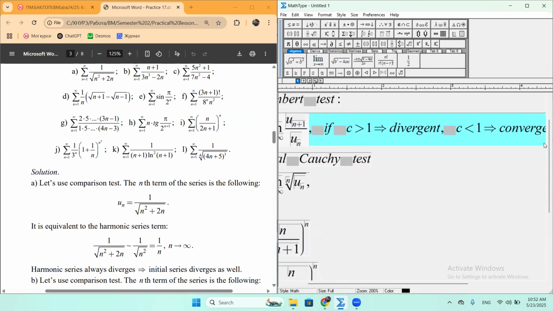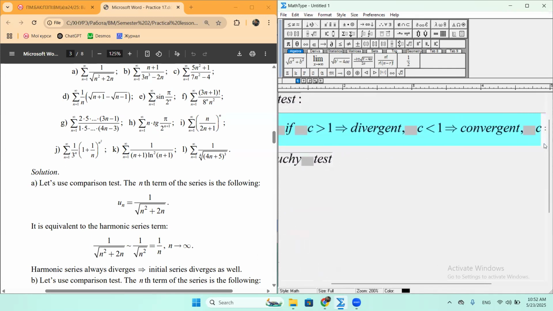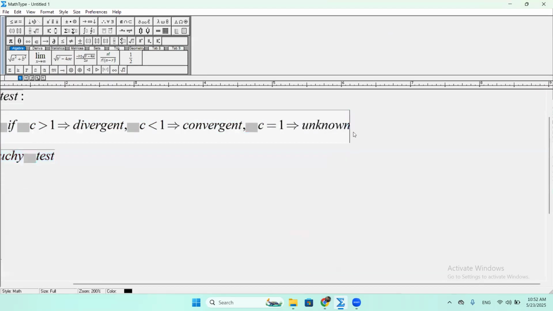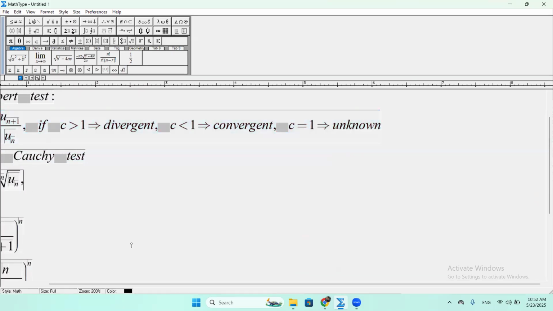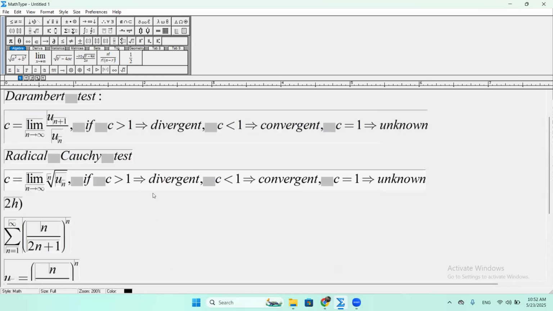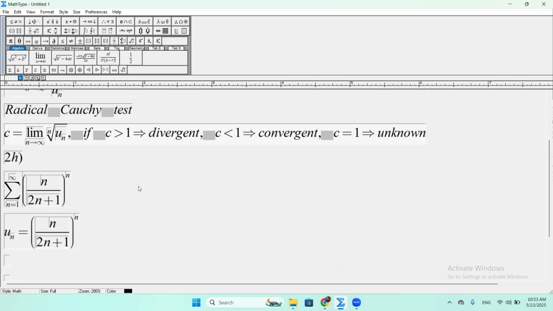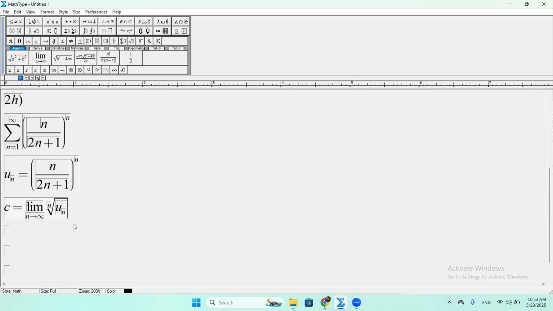And again, actually the conditions are the same. So if this limit is greater than 1, the series is divergent. When c is less than 1, the series is convergent. When c equals 1, we cannot say. So let's calculate this limit using the radical Cauchy test.